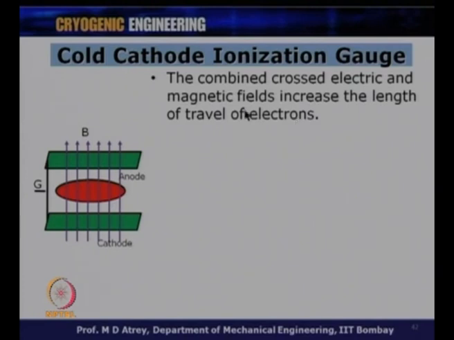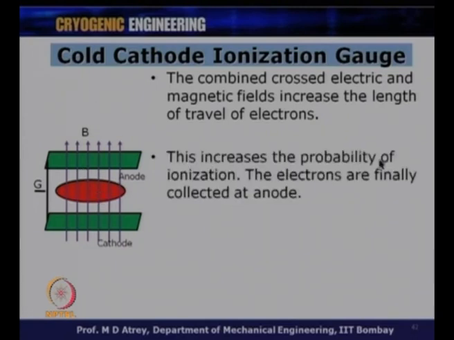So when operation starts, the cathode will release electrons and they will go to the anode. But because of this magnetic field, they will take a very long time to reach from cathode to anode on the other side. Alright, and this increases the probability of hitting, as we saw in the earlier case. This increases the probability of ionization. So you have a working gas, of which you want to measure the pressure, here.